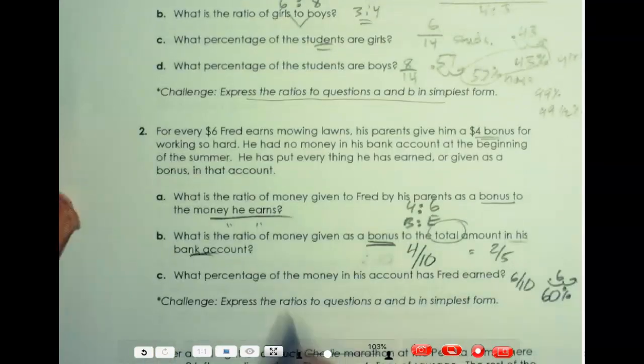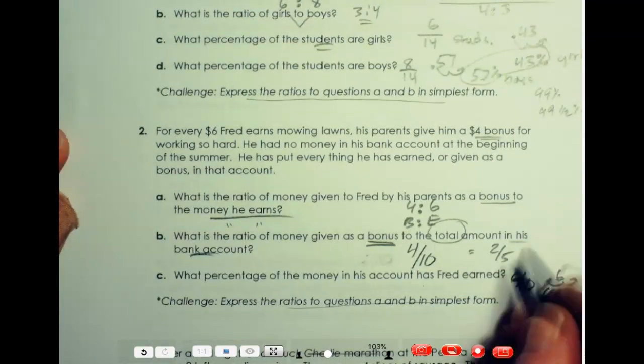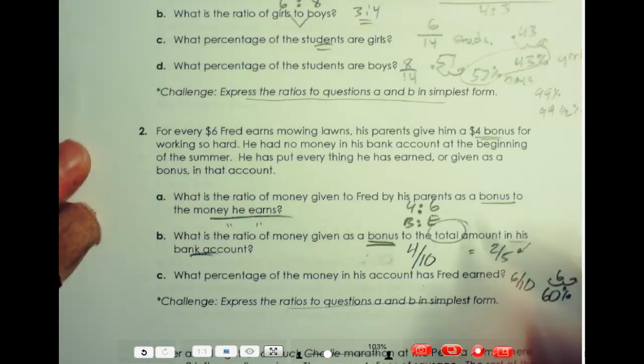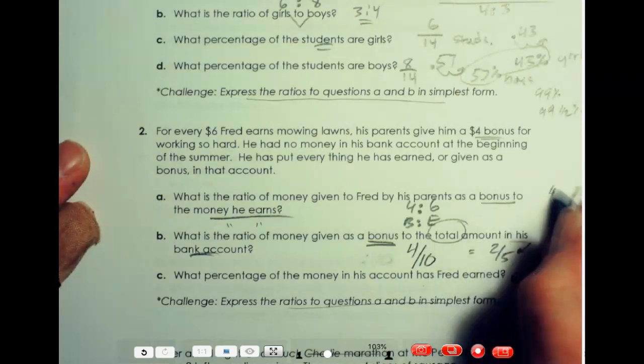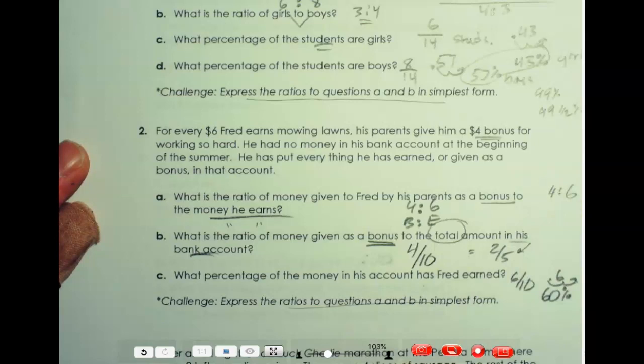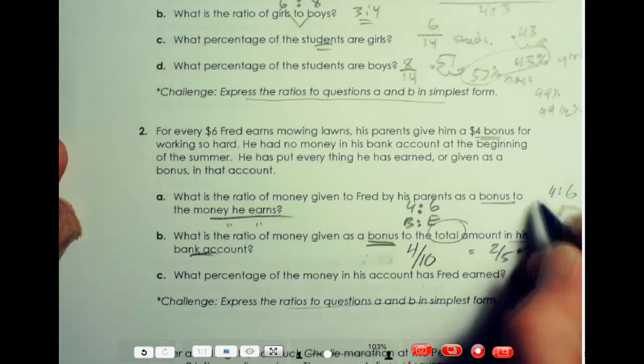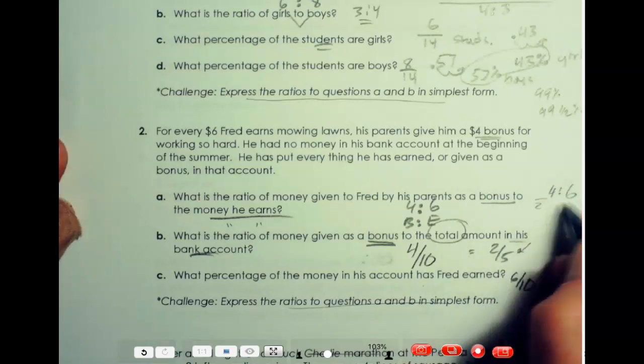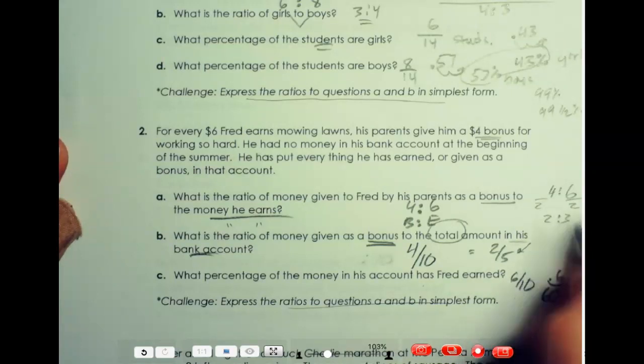Now, express the ratios in questions A and B in simplest form. I did this one in simplest form. And this one here, 4 to 6. I could divide both sides by 2, and get that down to 2 to 3 would be that ratio in simplest form.